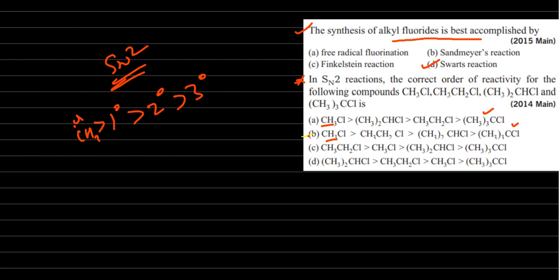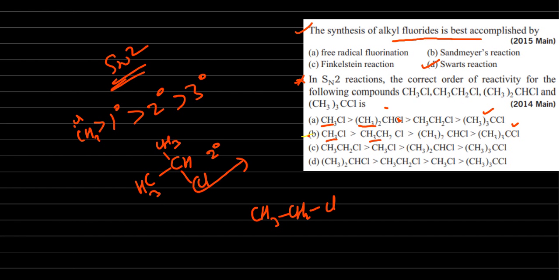Now we have to decide the second option. Here I will write the structure. Two methyls, one CH, on the CH two methyl groups are there, and one chlorine is there. Okay. Next one is methyl CH2Cl. See here, after removal of this chlorine, what is it? The secondary carbocation. So it is forming secondary. Next primary. Then next tertiary.